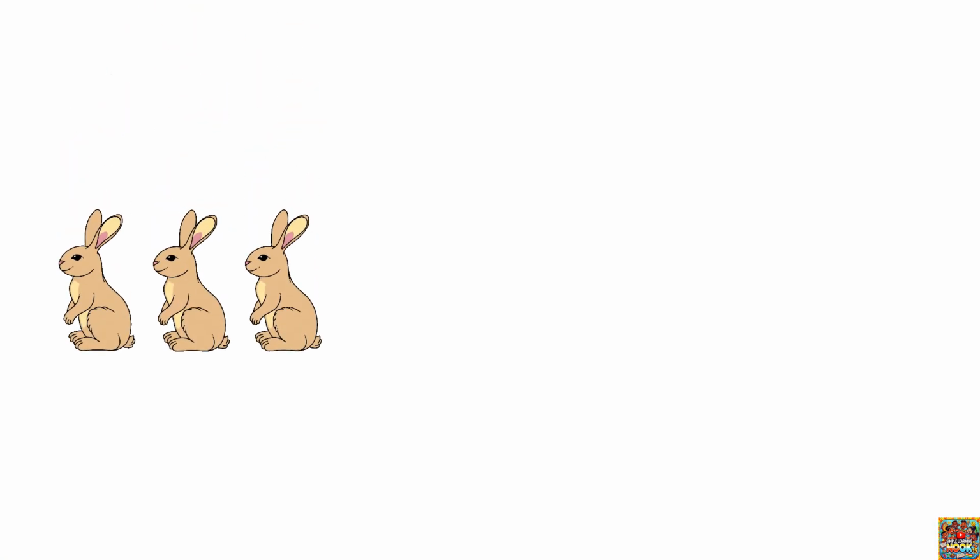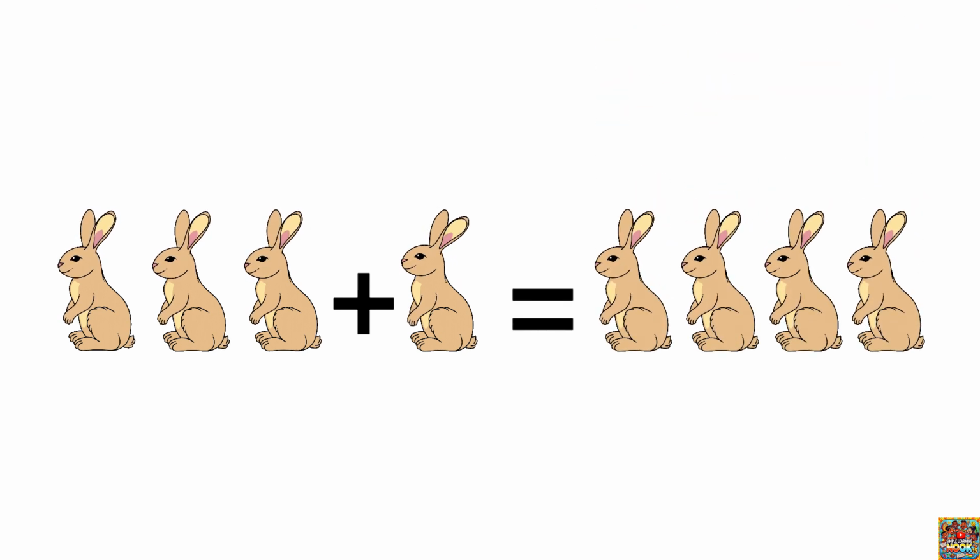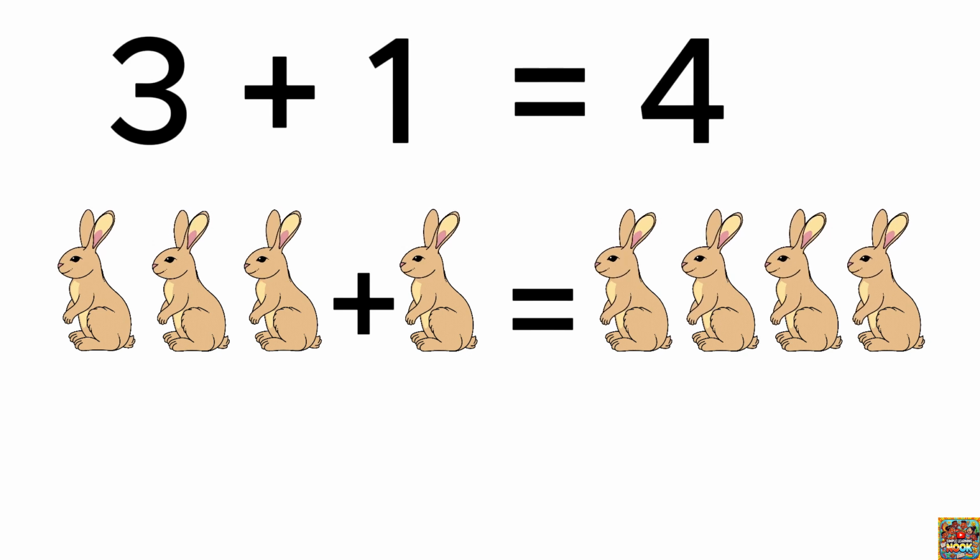We have 3 rabbits now. Let's add another rabbit. 3 rabbits plus 1 rabbit equals 4 rabbits. It means 3 plus 1 equals 4.